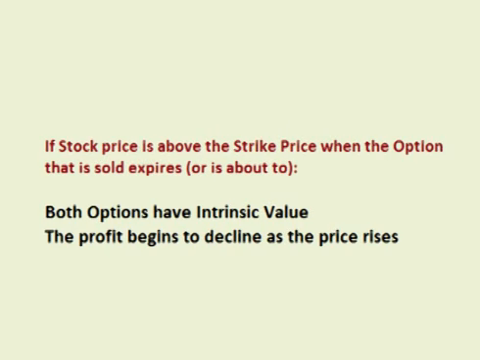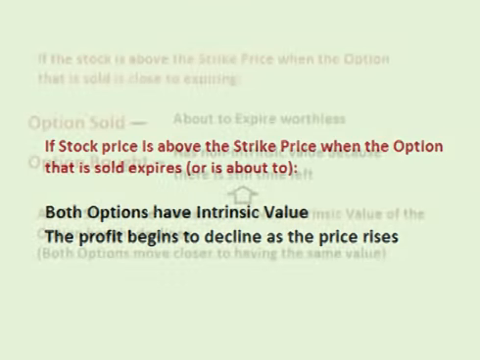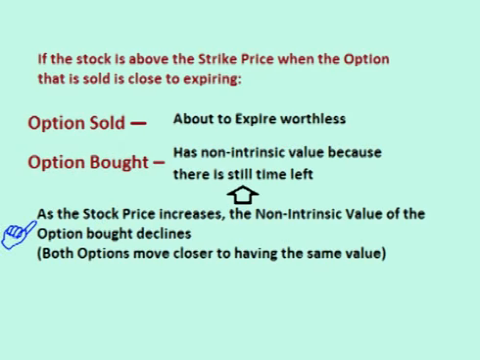If the stock price rises above the strike price, both options begin to have intrinsic value. The trader will still close the trade by buying back the option that he sold and selling the option that he purchased at the same time. As the stock price rises away from the strike price, the non-intrinsic value of the options declines.